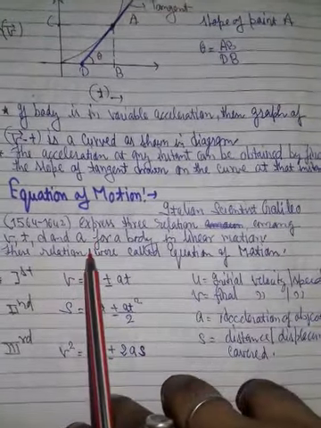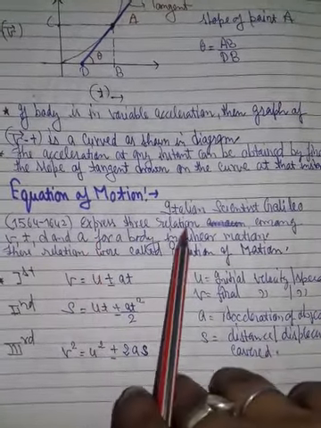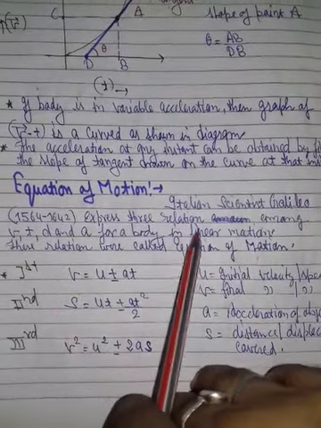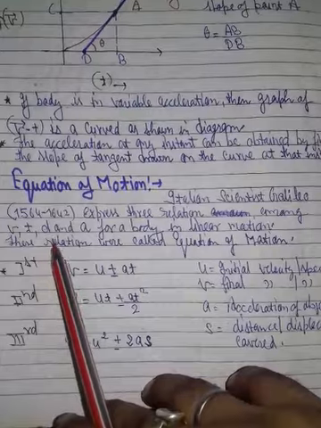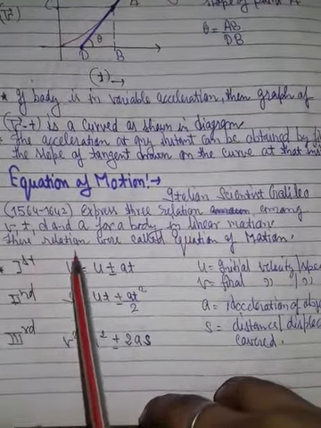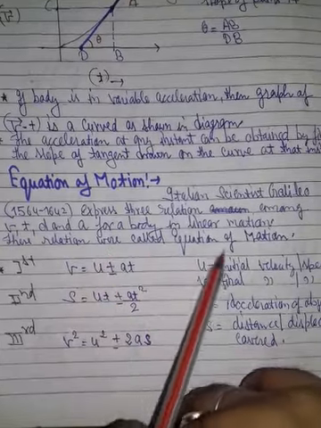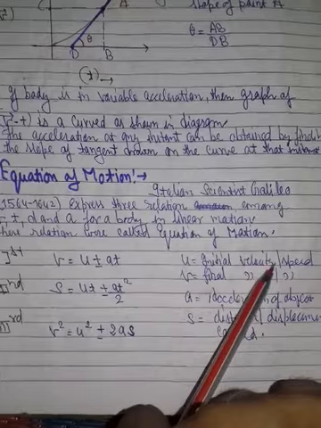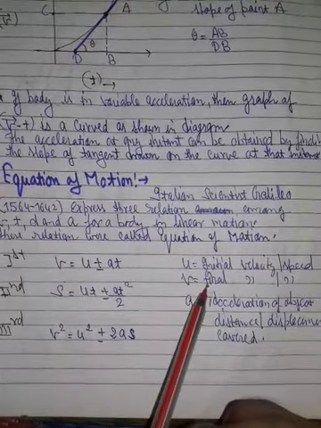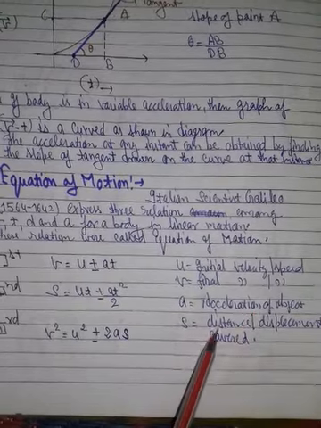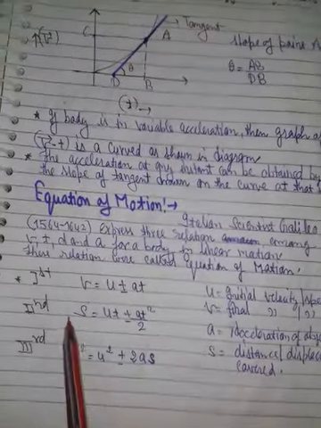We are moving to the last topic, that is equation of motion. Italian scientist Galileo expressed the three relations among the velocity, time, distance and acceleration for a body in linear motion, and these relations were called equations of motion. Symbol small u is initial velocity or speed, v is final velocity or speed, a is acceleration of the object, and s is distance and displacement covered by the body.